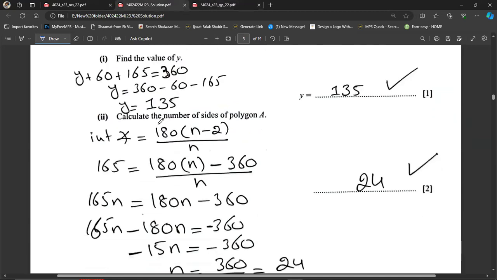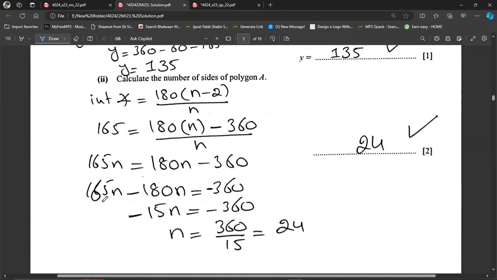So the internal angle is equal to 180 (n minus 2) divided by n. Here n means the number of the sides of the polygon. The internal angle of the polygon A is given, that is 165. So it is 180n minus 360, the whole thing divided by n.